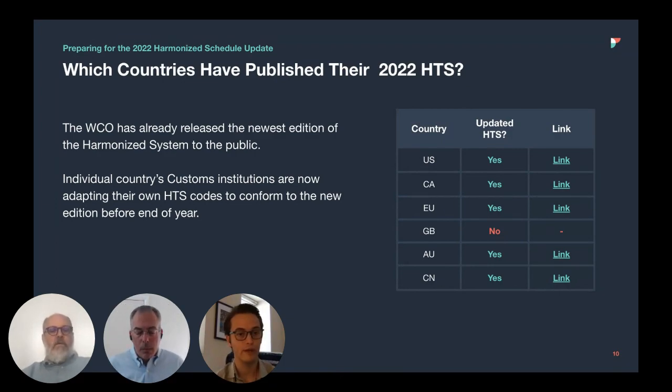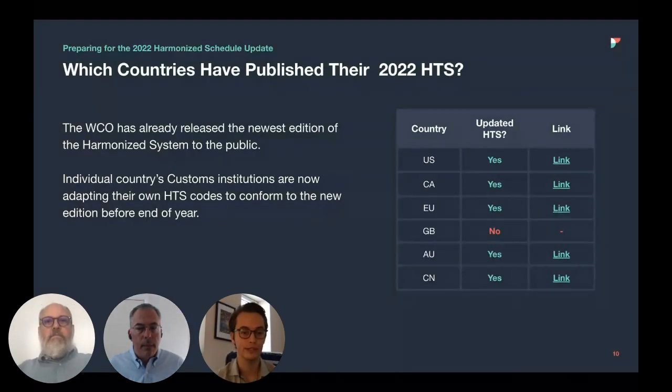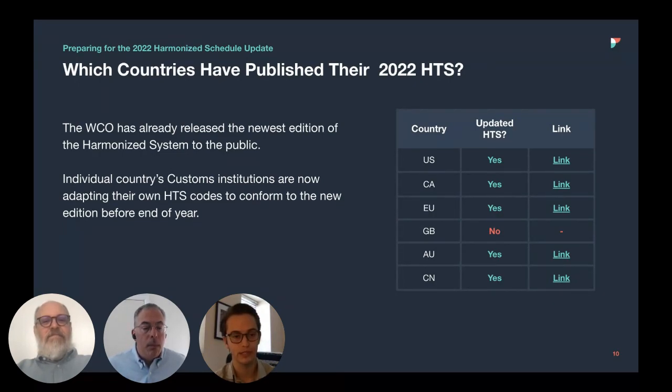So as Tom pointed out, every country gets ownership of their own tariff schedule, and they all get to make the determination about how, when, where, and in what way these changes go into place. Great Britain, we think, is still finding their footing after Brexit, and we expect them to get their act together before the end of the year. But it looks like most of the countries are in a good spot for this.